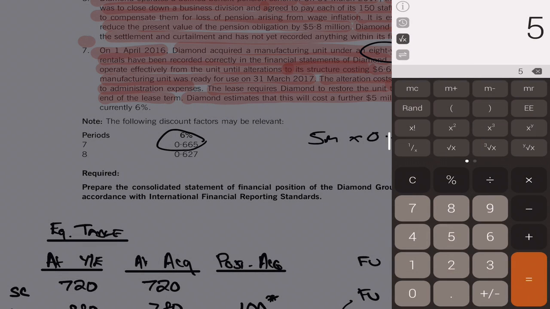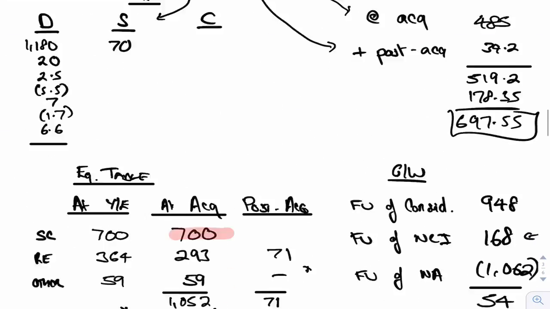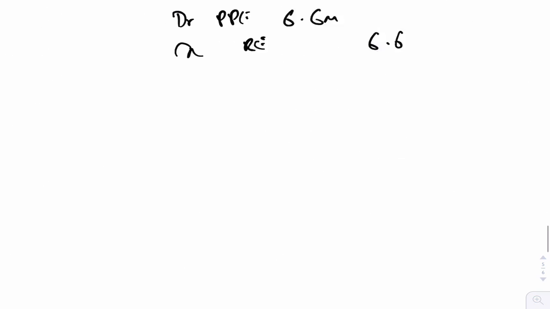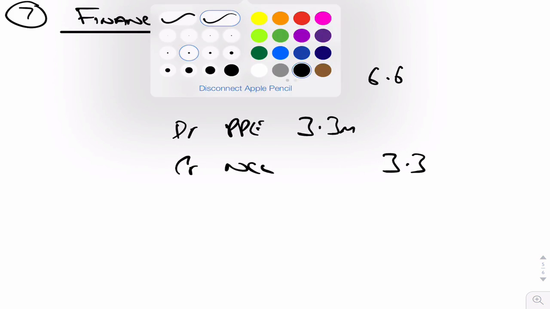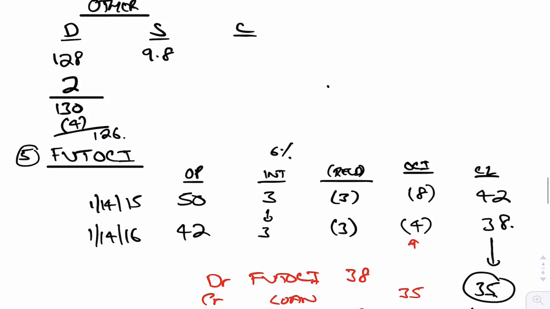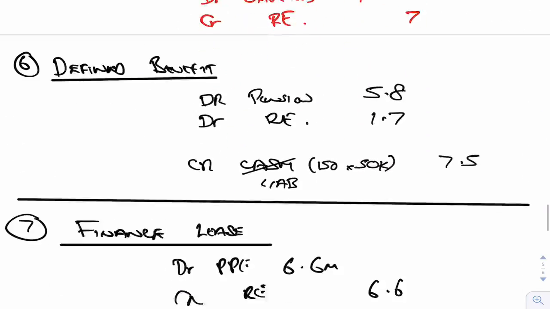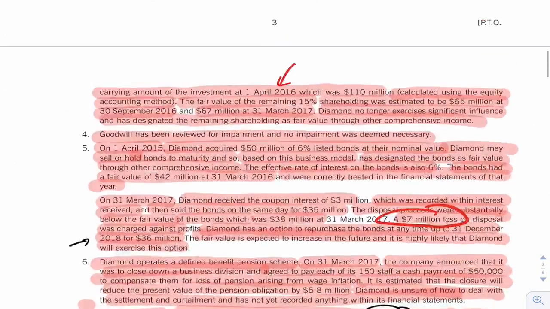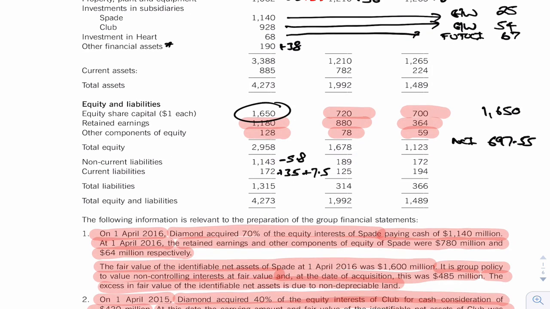So what's that? 5 times 0.665 is 3.3, we'll call it. Okay, so I need to bring it in at 3.3, so I need to debit PPE with 3.3, and I need to credit non-current liabilities with 3.3. So let's go do that, and then I am finished. I've forgotten what the double entry was now. PPE and non-current liabilities, yes, so just straight to the top. So, plus 3.3 and non-current liabilities as well, plus 3.3.